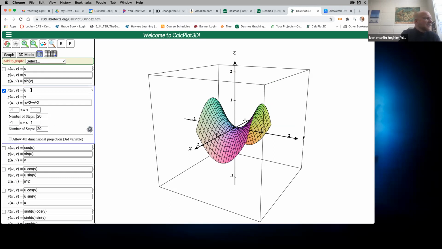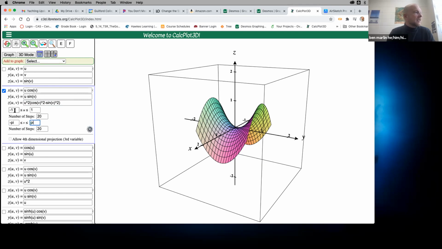Somebody else did it a little bit differently. I did one a little bit differently, using u cosine v and u sine v, and then ending up with u squared cosine v squared minus sine v squared. And let's see, the v should probably go from minus pi to pi on that.